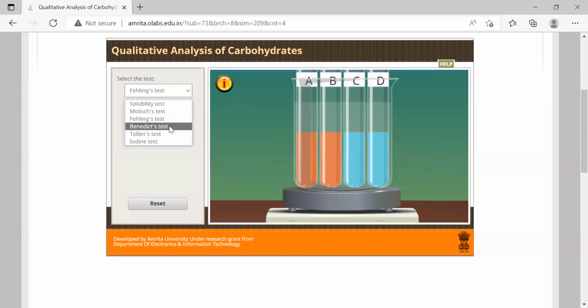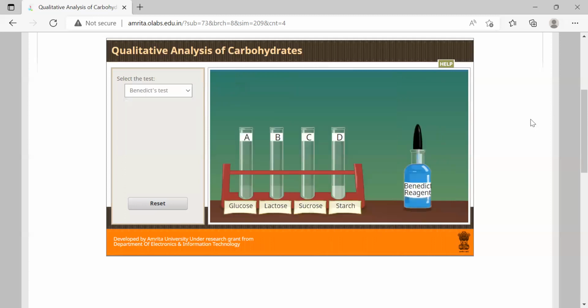Now we're going to proceed to look at the Benedict's test. In the Benedict's test, similar to the Fehling's test, we are going to be studying reducing sugars. So since the observations of the Fehling's test is that glucose and lactose are our reducing sugars, understand that we're going to see similar observations here. In this experiment, we are going to place some of the Benedict's reagent to each test tube.